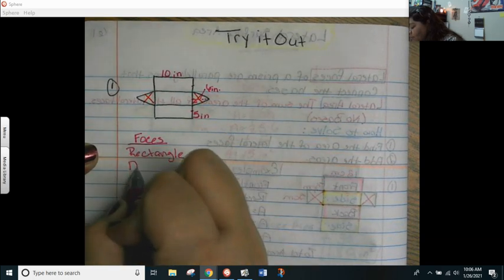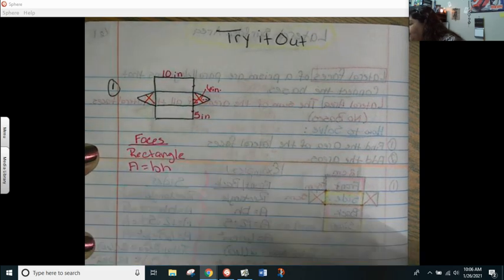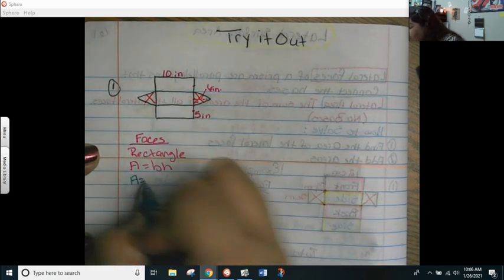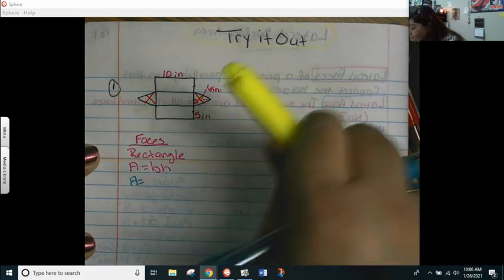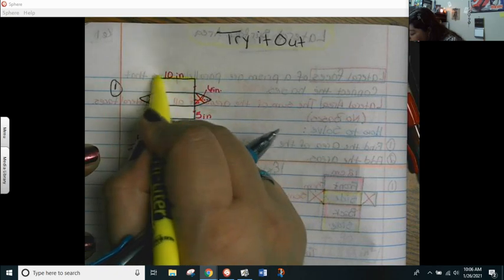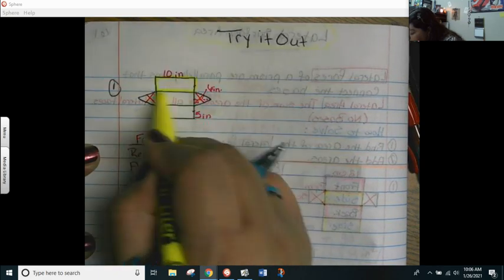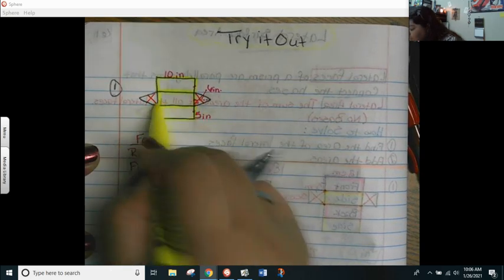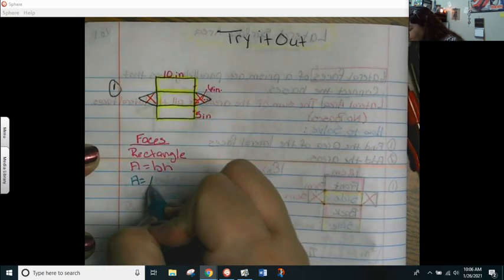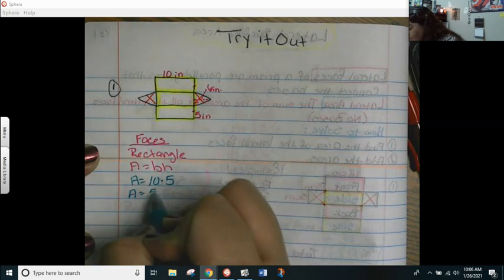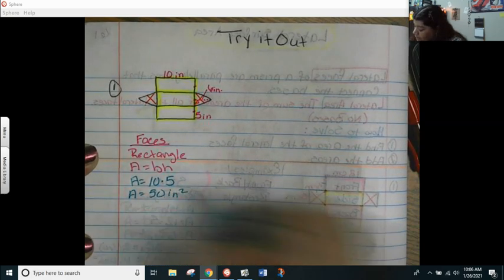And I know that formula, base times height. And now I'm going to go ahead and plug it in. And if you need to highlight it, I see that here, it's a 10. It's a 5. So it's a 10 by 5, which gives me 50 inches squared.